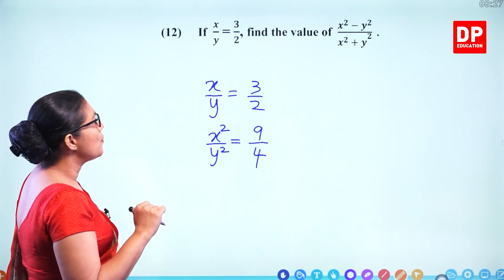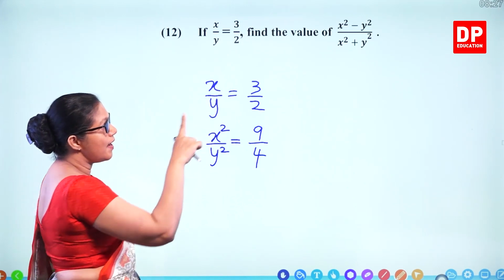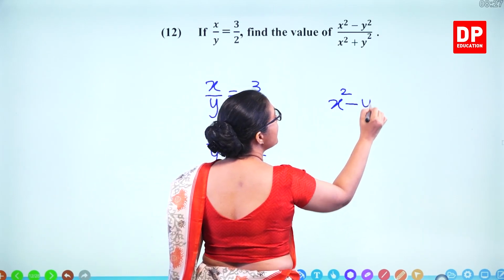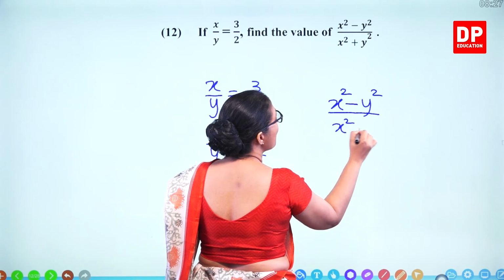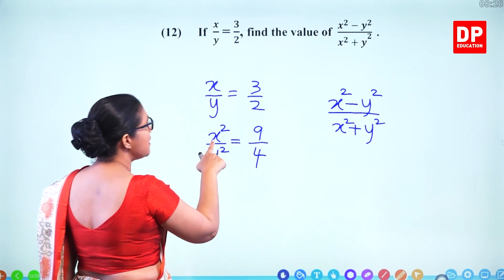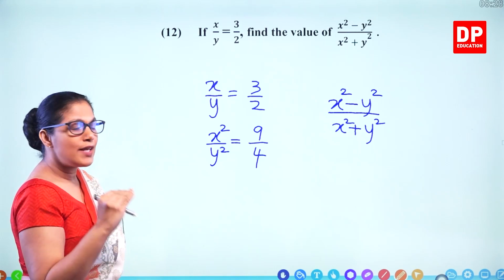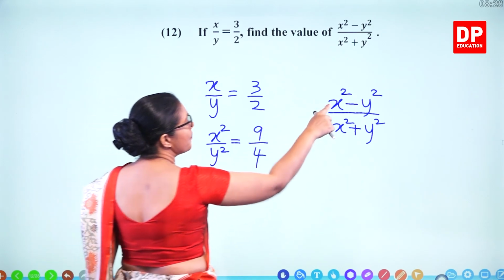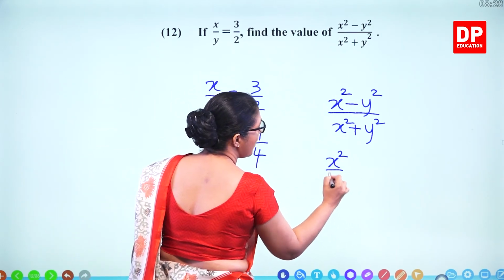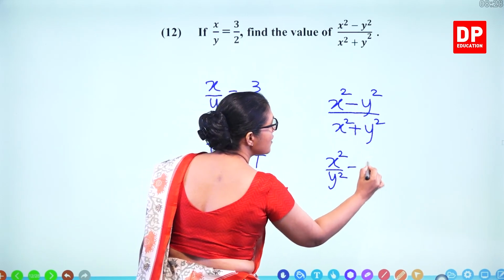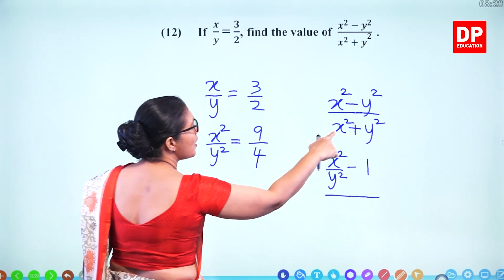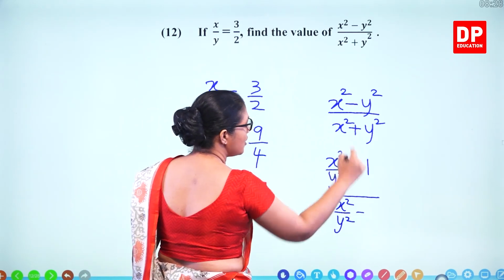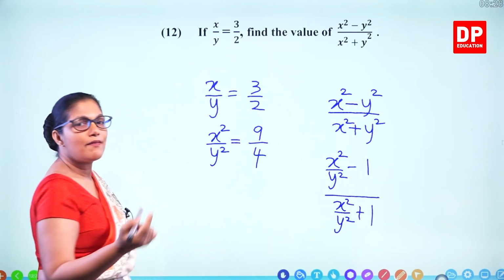Now, this is a ratio, but there you get x squared minus y squared and x squared plus y squared. If we can find the ratio, it's easy for us. So we'll divide the numerator as well as the denominator by y squared. What happens? X squared over y squared you get. Y squared divided by y squared you get 1. This one again, x squared over y squared. And this one you get 1 plus 1, y squared divided by y squared.